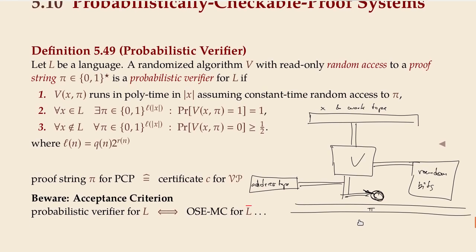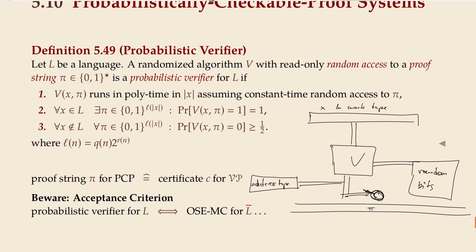To make things a bit more confusing, here I didn't mention the second part, sorry. So we have to surely accept every word that's in the language when it comes with the right certificate. This is as it was for non-deterministic polynomial time Turing machines. We have to accept the correct input if I give you the correct certificate. If I have an input that's not in the language, then for all certificates, I must reject it.